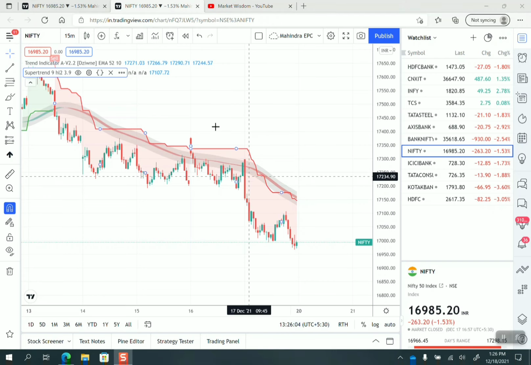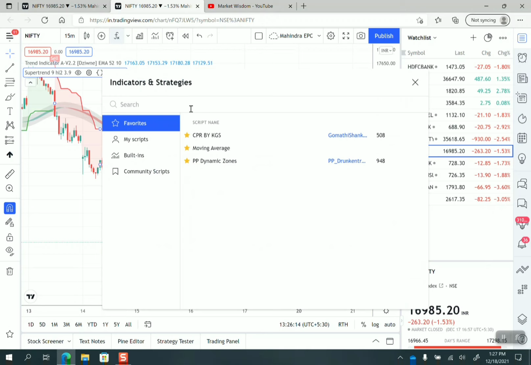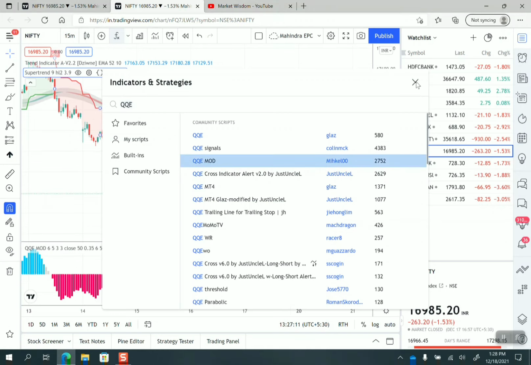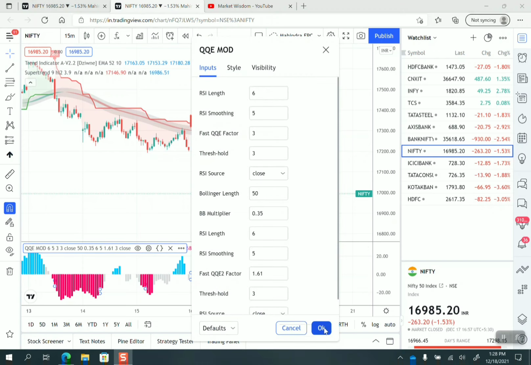The third one is the QQE model, the qualitative quantitative estimation model, that we have to add. So let's go to the indicators again and select the QQE. For QQE mod, remember to select this author, MIHKEL. Select this one and close it out. It will show up here on the bottom side. Let's customize it for our use. The basic use of this QQE mod is that it works on the basis of RSI and ATR data to identify trending conditions.